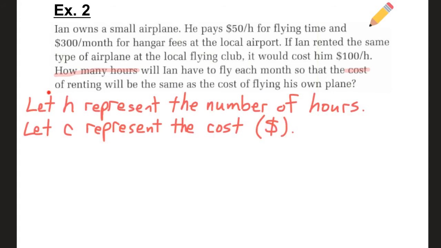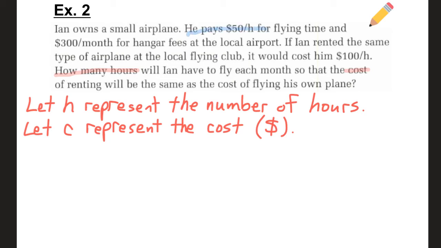We define our variables. So I'm saying let H represent the number of hours and let C represent the cost. If you don't indicate the units like I did here, number of hours, you have to put it in brackets. So the cost is in dollars. Now that I have my two variables, in order to solve, I need two equations. So now I have to hunt through the question and figure out how I can make two equations.